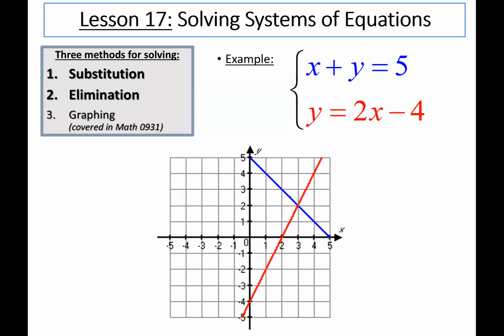I would like to tell you right now that this lesson is definitely split into two parts. This lesson will be about solving systems of equations. There's actually three methods for solving systems of equations, and for now we're going to focus on just two of the three. So a system of equations is more than one equation put together.